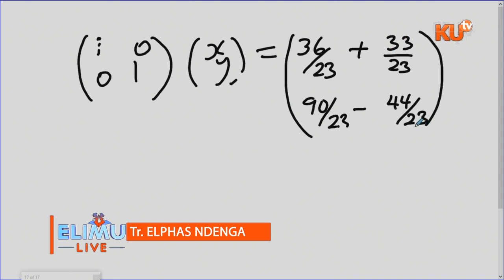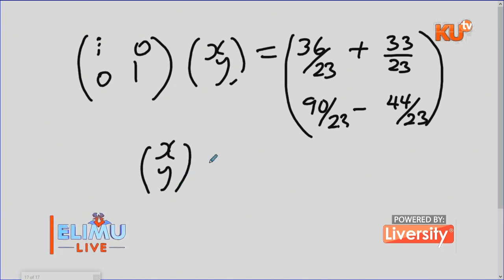Then let's work out this. When you have an identity matrix by any matrix, then it gives you that matrix. So this is x, y. That is x, y. And then on the other side, we have 36 plus 33. That should give us 69.